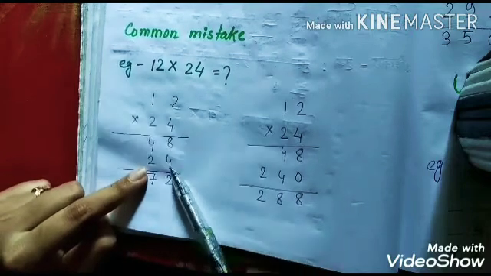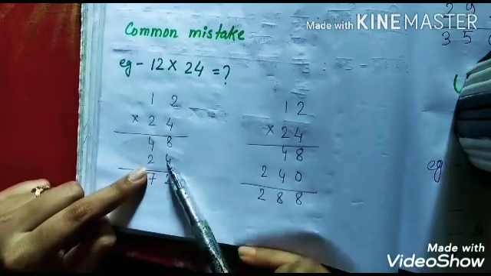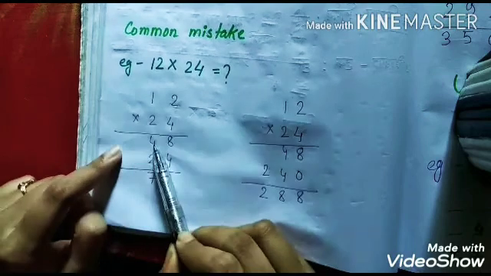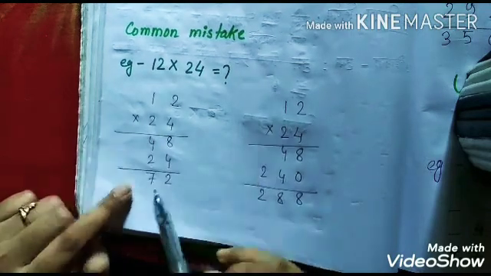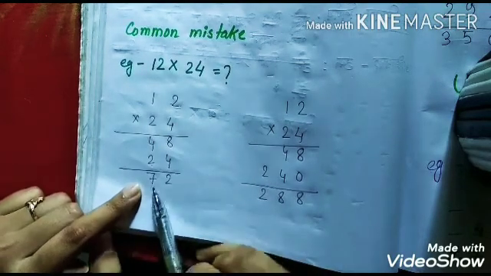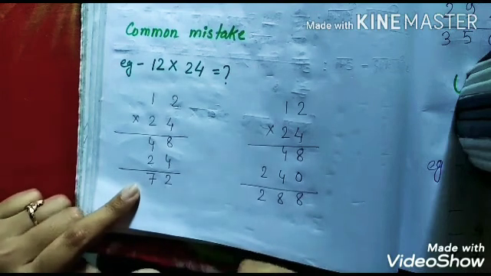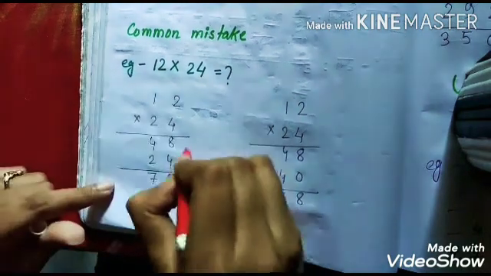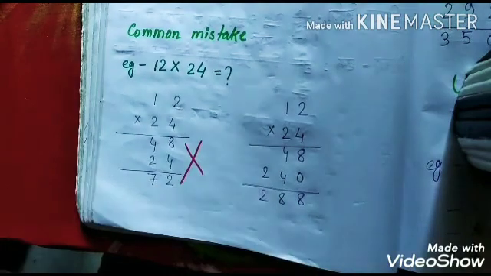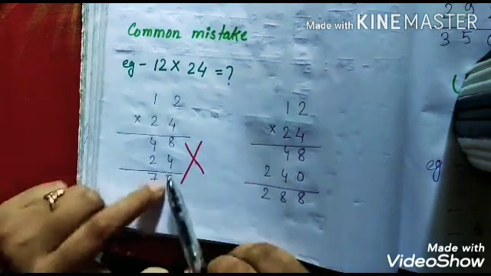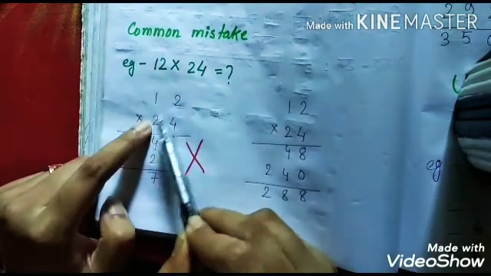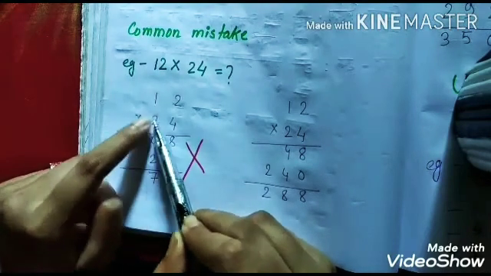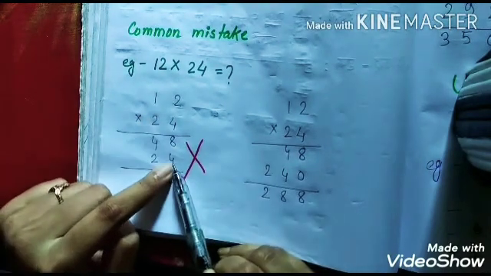Then they do the sum. 8 plus 4 is 12, carry 1. So 4 plus 2 is 6, plus 1 is 7. So the answer is 72. Students, is it correct? No, it's wrong. Why is it wrong? Because here we are starting from the tens place. We have to write from the tens place, not in the ones place, right students?